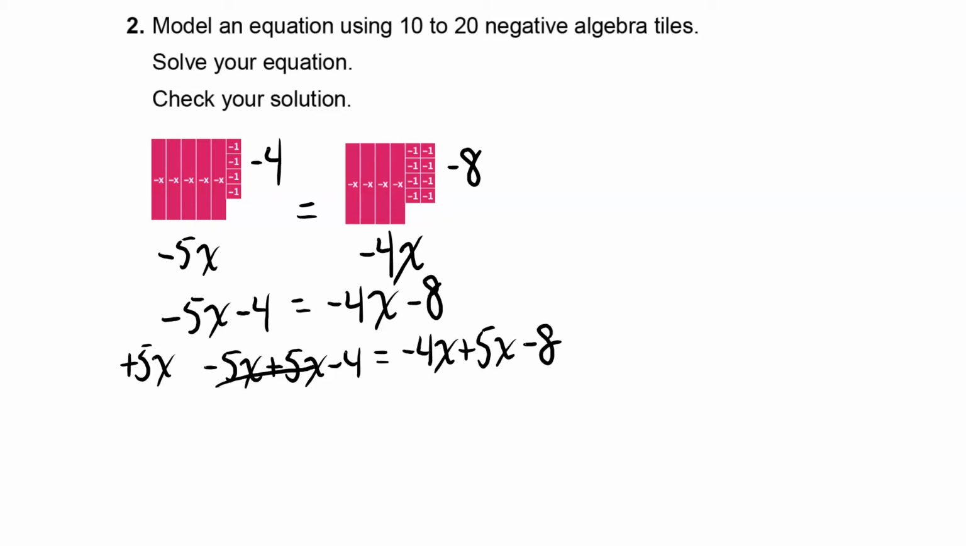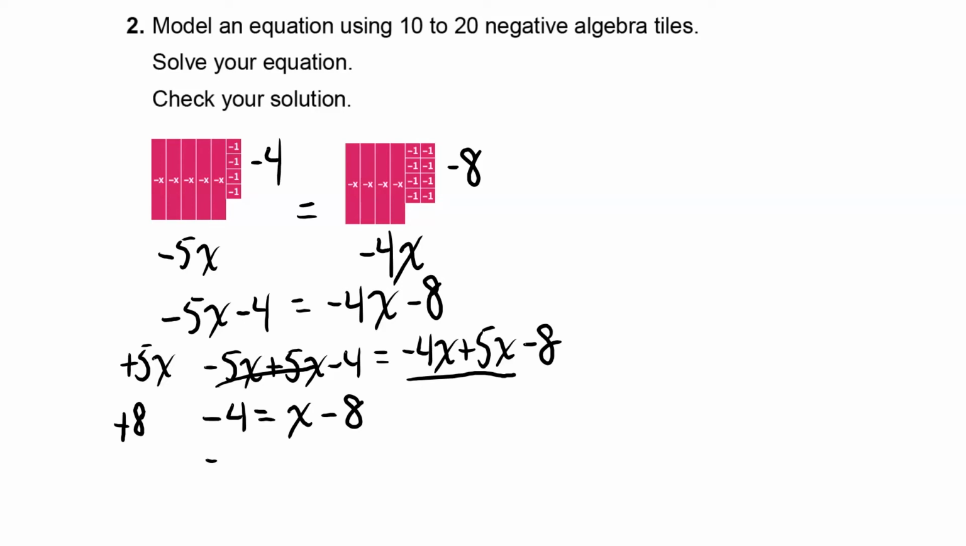Here, the negative 5x and the positive 5x cancel each other out. So I'm left with negative 4 is equal to negative 4x plus 5x. We can turn that around if it's easier to say 5x minus 4x, which just leaves us with 1x minus 8. Now we need to do the same thing because remember we're trying to get x all by itself. So we want to get rid of this negative 8. To get rid of the negative 8, we're going to add 8 to both sides.